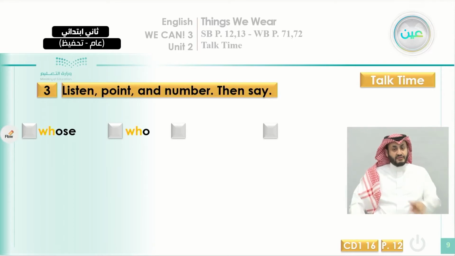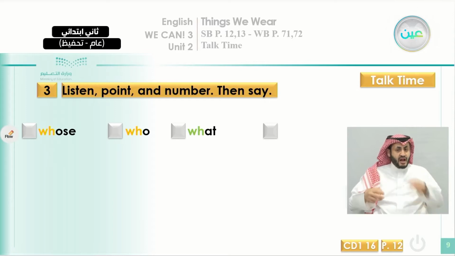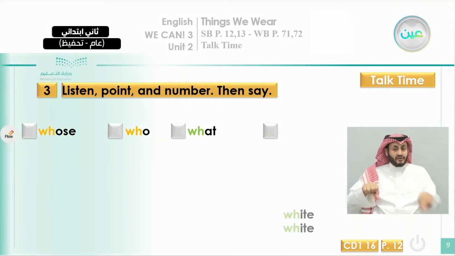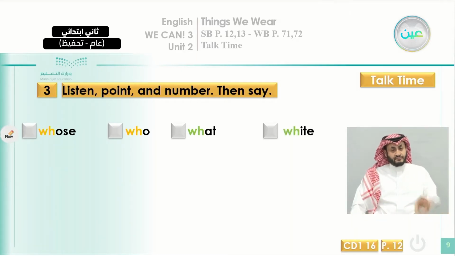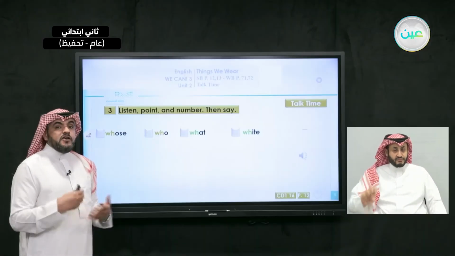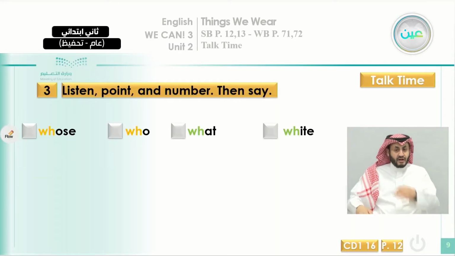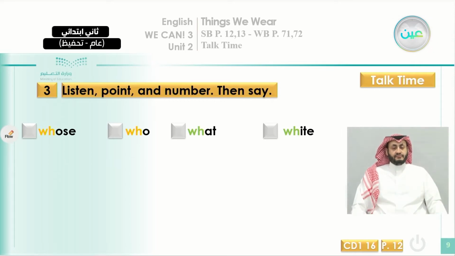Who, that means when you ask about people, you say who's this, who's that, who are these people, and so on. What, if you are asking about things, you say what. Notice how to pronounce this, you say what. Next, you say white. If you want to talk about the color, you say white. Now let's listen and try to answer after listening.